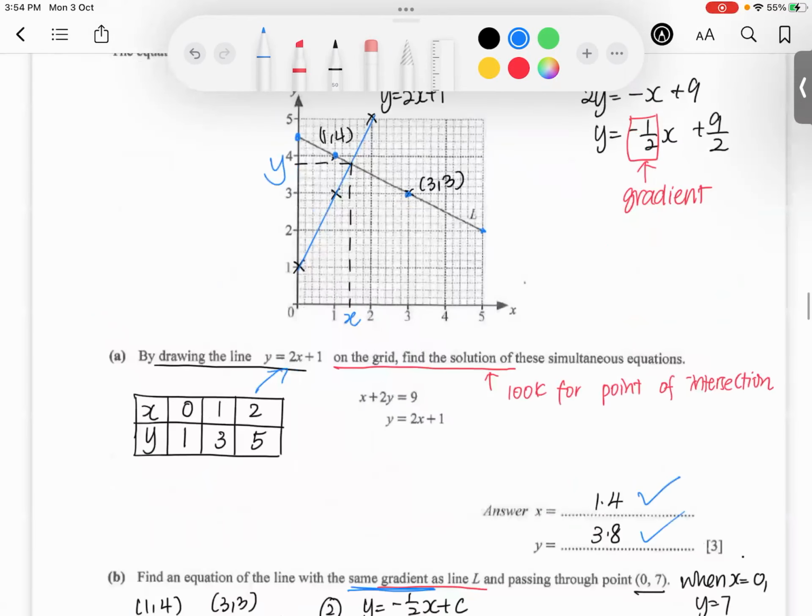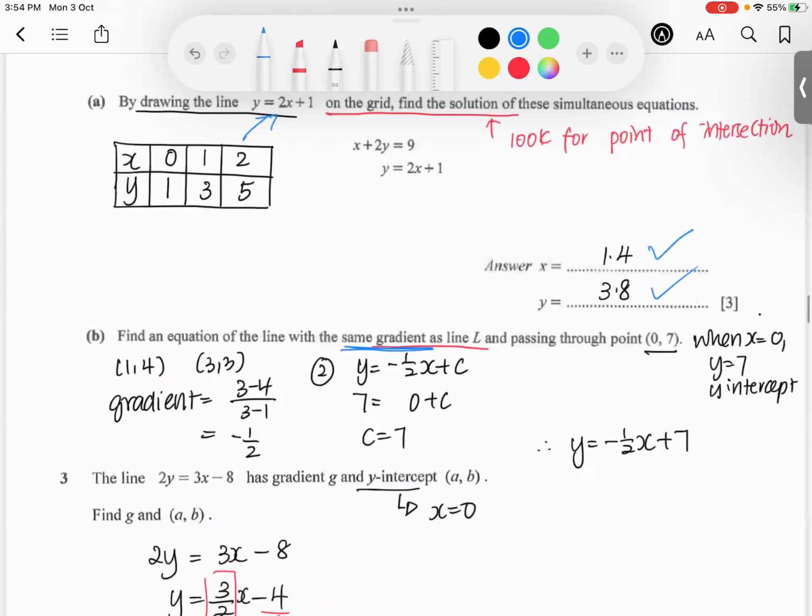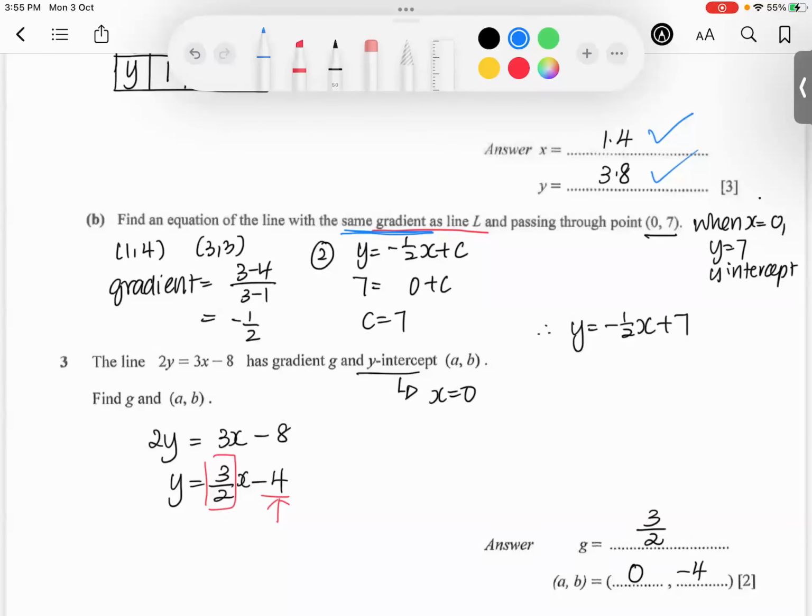After I got my gradient, oops, who's here? Give me a minute, who is here? Oh, Jaden.